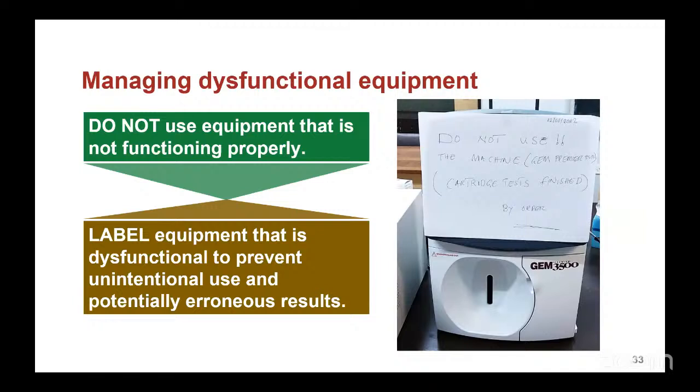Now, managing the dysfunctional equipment. When an equipment is not functional, do not use the equipment that is not functioning properly. Label the equipment that is dysfunctioning to prevent unintentional use and potential erroneous results. You can say not in use. You can see the way this equipment is labeled. Not in use or do not use. If an equipment is not functioning and it's in your workspace and it's not labeled non-functioning, that is what? A non-conformity, a non-conformance.